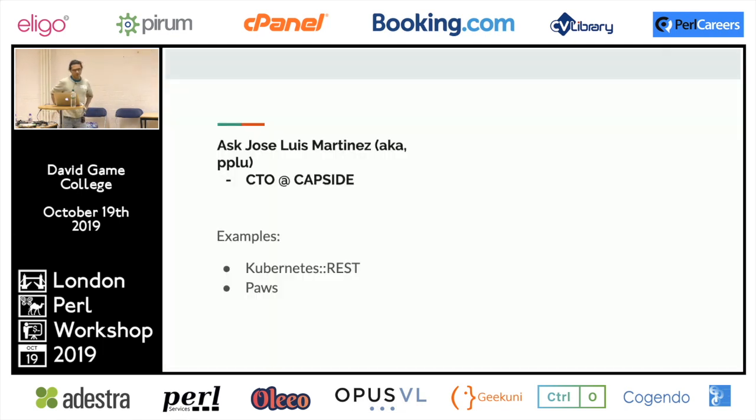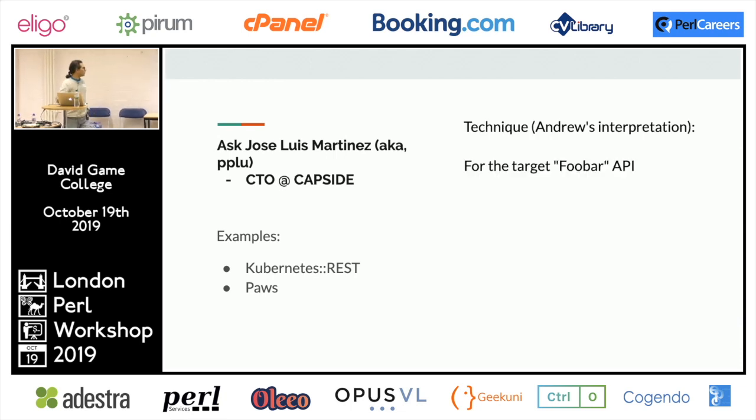So I asked the expert, who in my mind is Jose, who looks after Paws, which was discussed in the last lecture, and also Kubernetes REST, which I haven't used. But basically, these are two online services which are constantly evolving, constantly being updated, and he has managed to put together a methodology for keeping the SDKs up to date. So I interrogated him, and I said, what's the magic? And I'm saying that this is my interpretation of what he said.